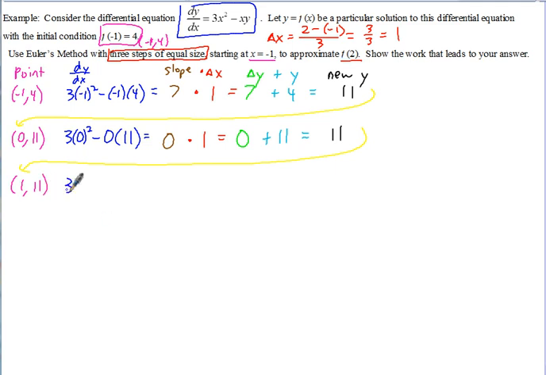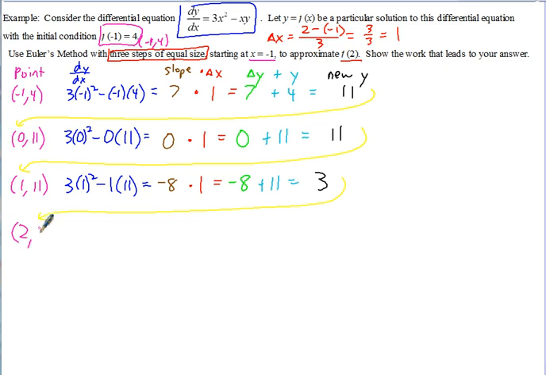So we have 3 times x, which is 1, so 1 squared, minus x, which is 1, times 11. That gives you 3 minus 11, which is negative 8, your slope, times delta x is 1, equals negative 8. It's the change in your y-coordinate. Plus the original y-coordinate was 11, gives you 3, your new y-coordinate. So the next point would be 2, if we change the x-coordinate by 1, and 3, and that's what it's asking us to approximate. f of 2 is approximately equal to 3.